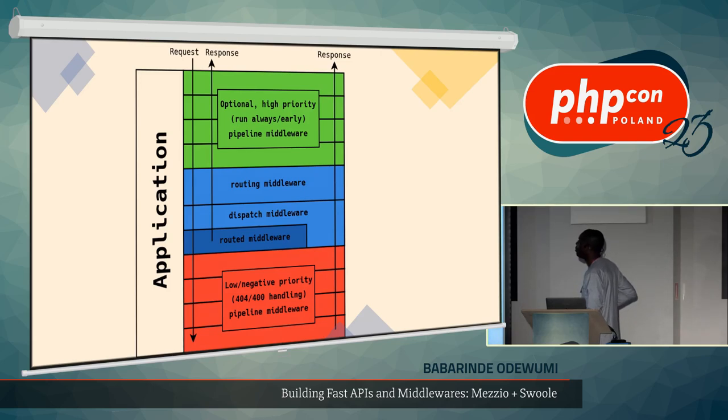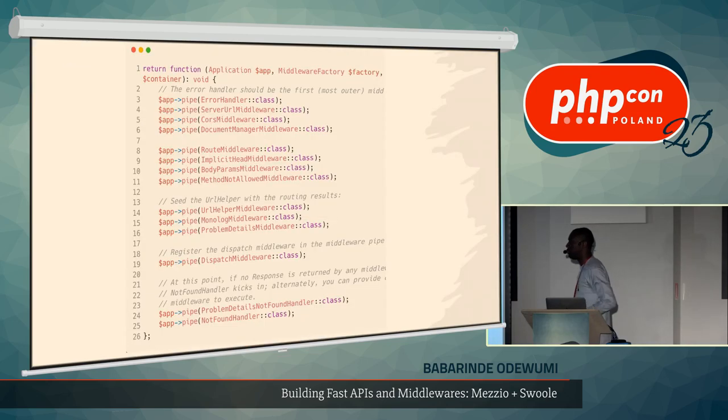Then you have the routing middleware for Mezzio. You have the dispatch middleware that calls the routed middlewares, which match that. So we'll go into the details of this next.